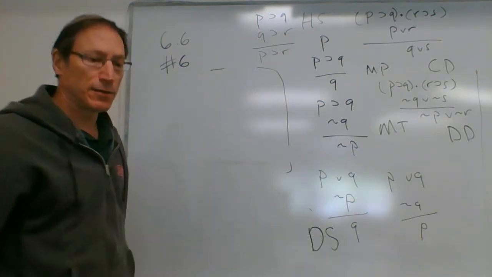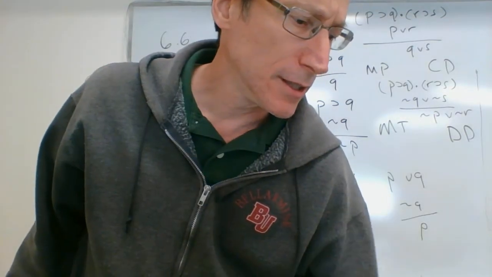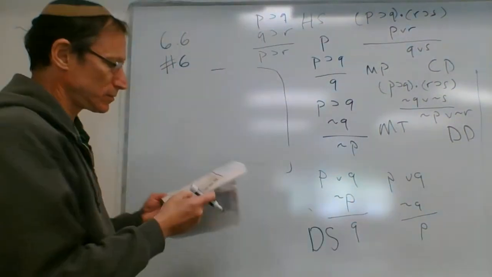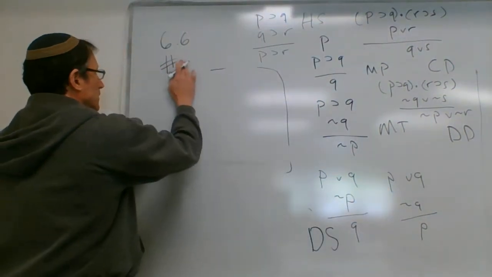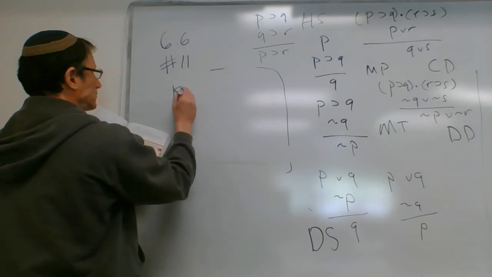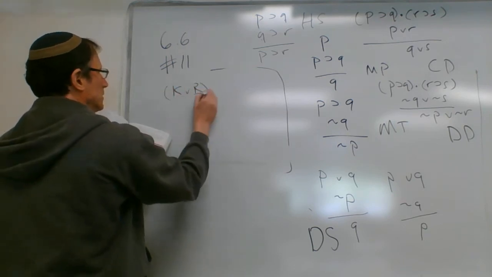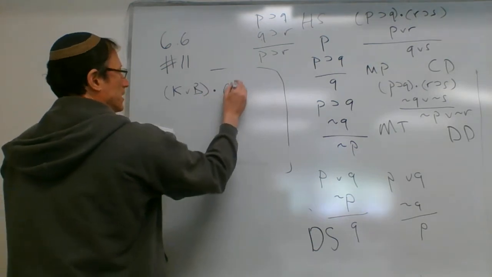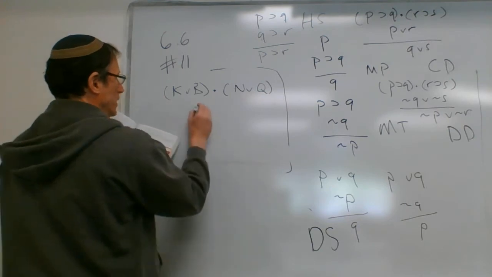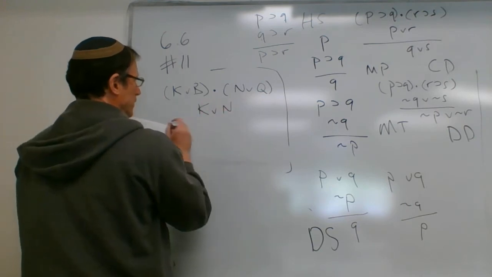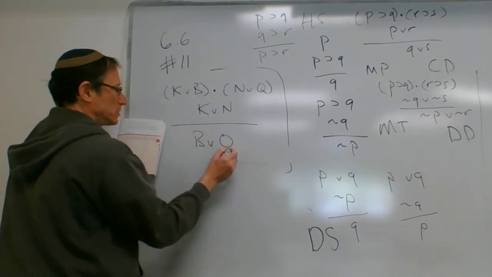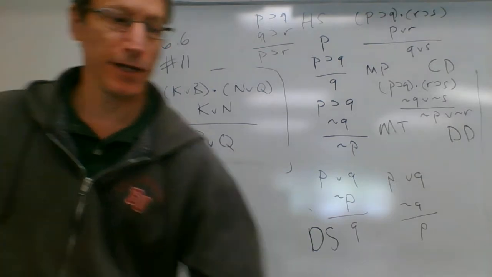And let's see, number 11 is a little complicated. Number 11 is we have K wedge B, dot N wedge Q, and we have K wedge N, therefore B wedge Q. So let's look at this carefully.